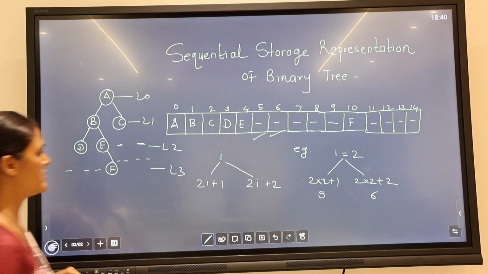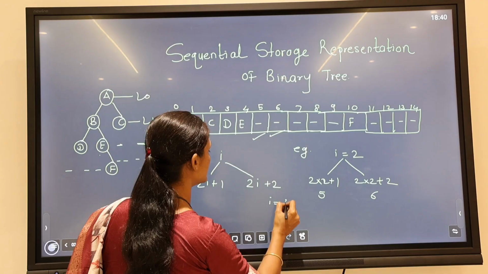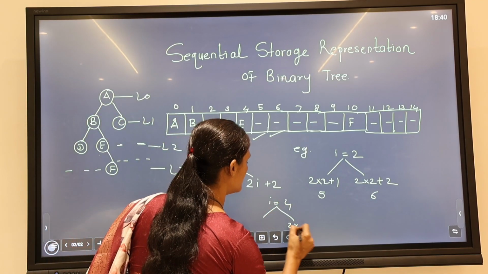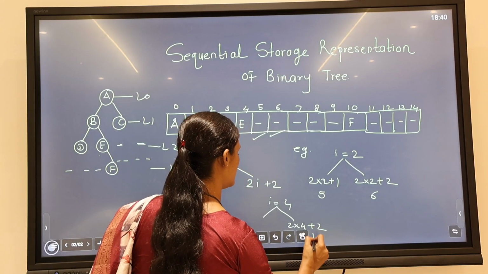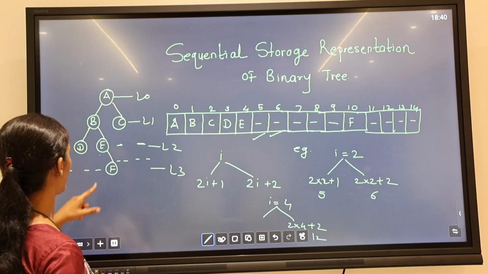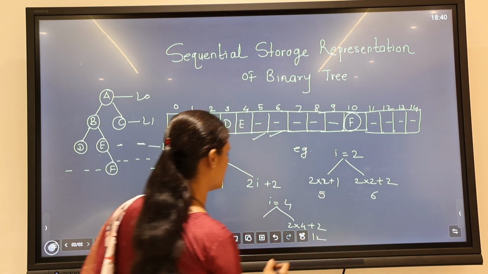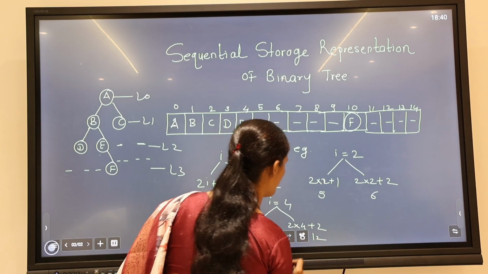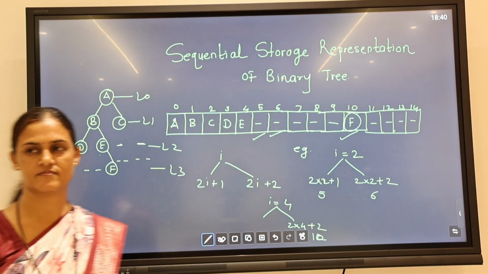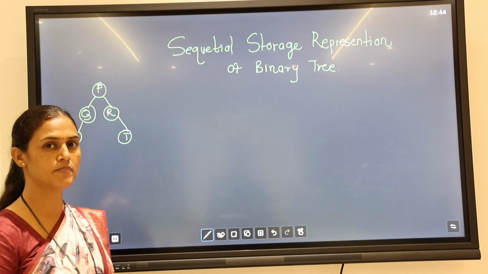Let's check for node E. Suppose the index of node E is 4. So if I is equal to 4, its right child must be at 2 into 4 plus 2, that is 12. Is it correct? So F should be at 12. Oh, sorry, I am wrong. 4 into 2, 8 plus 2, 10. So it is correct.